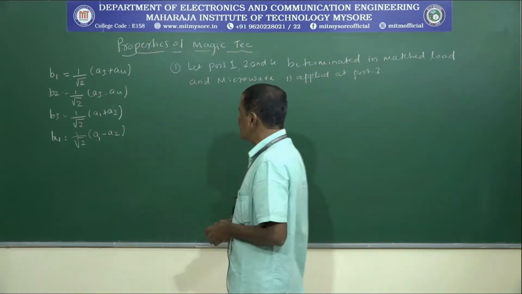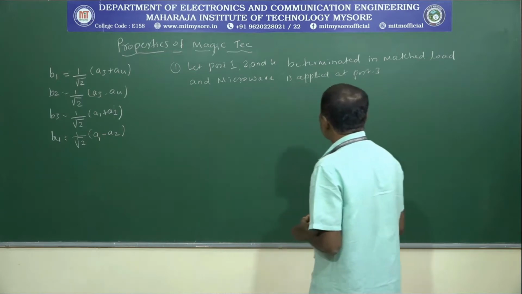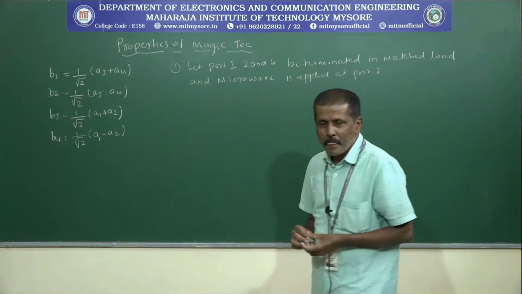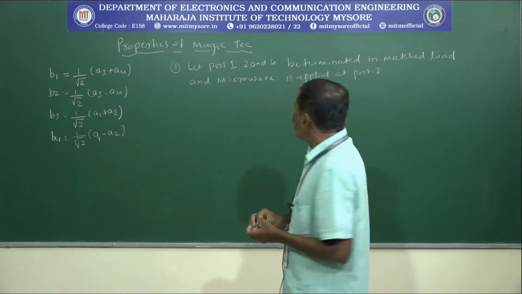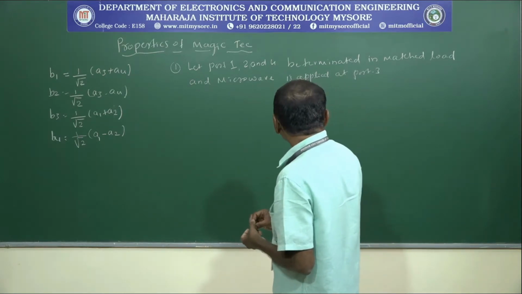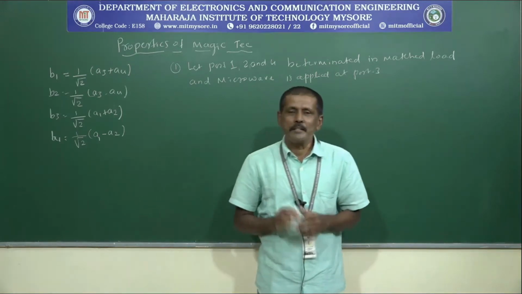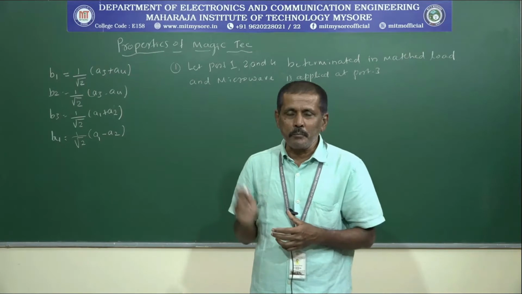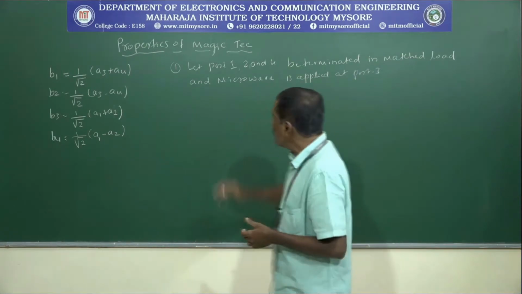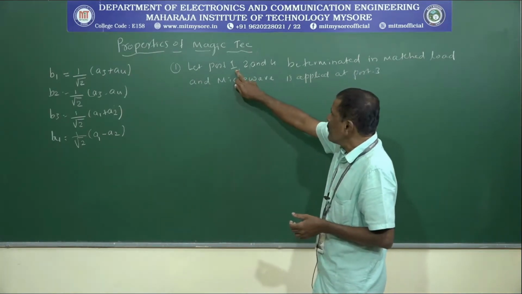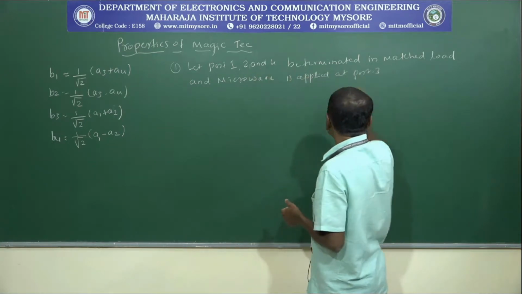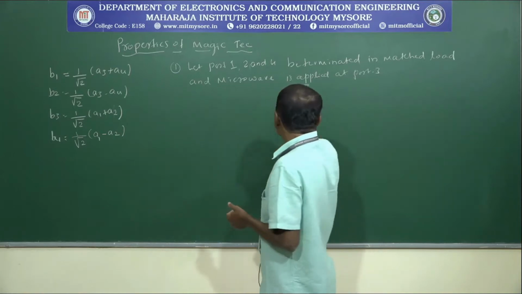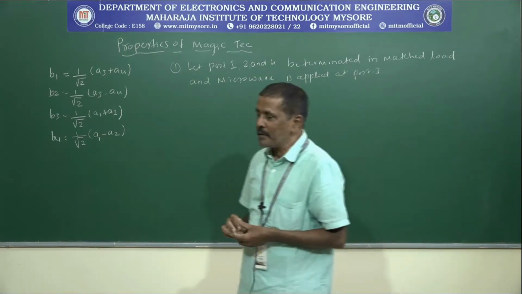Now the first property is, let port 1, 2 and 4 be terminated in a matched load and a microwave signal is applied at port 3. As you know, the magic tea has 4 ports, port 1, port 2, port 3 and port 4. Now the first property is saying that ports 1, 2 and 4 are terminated with a matched load and a microwave signal is applied at port 3.